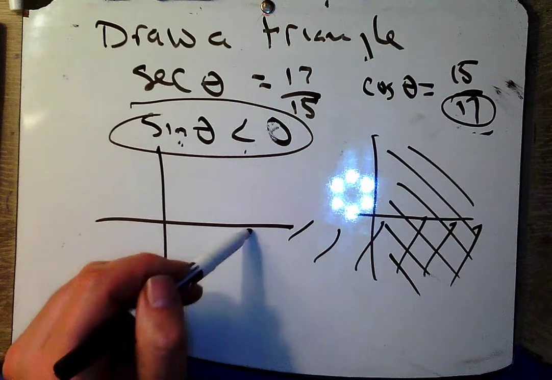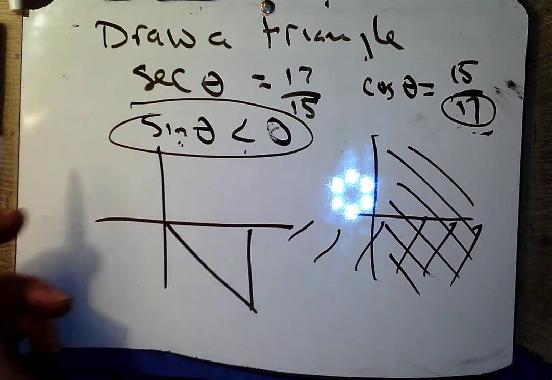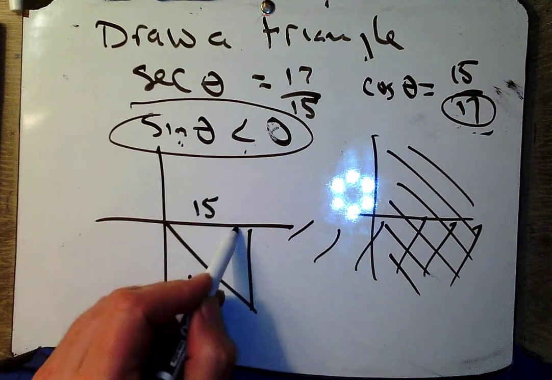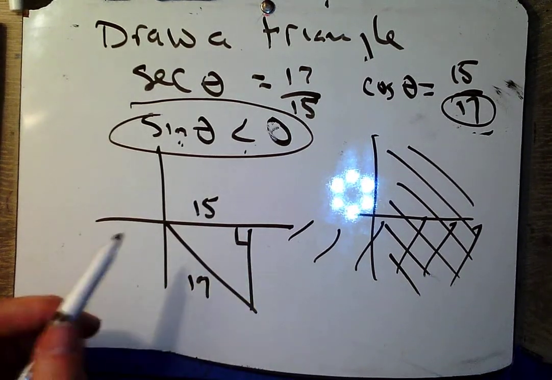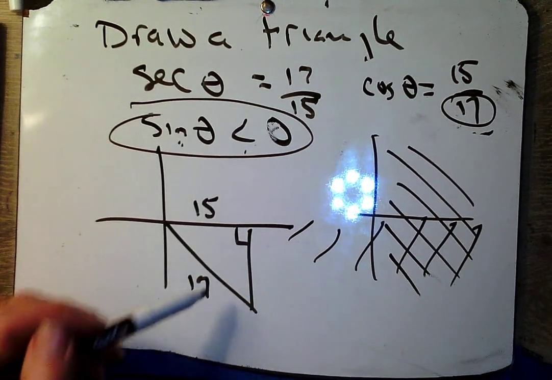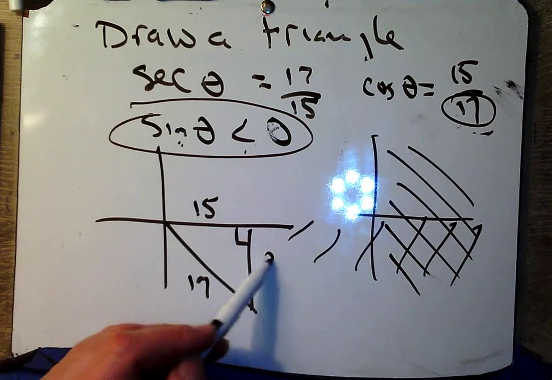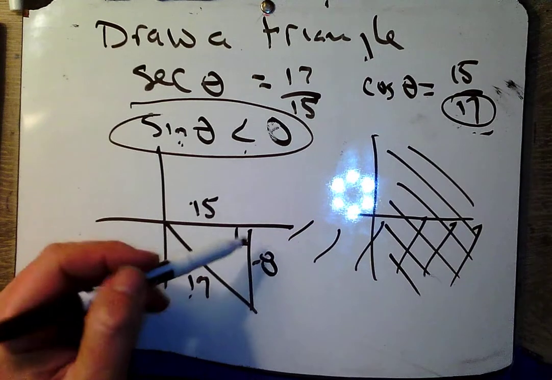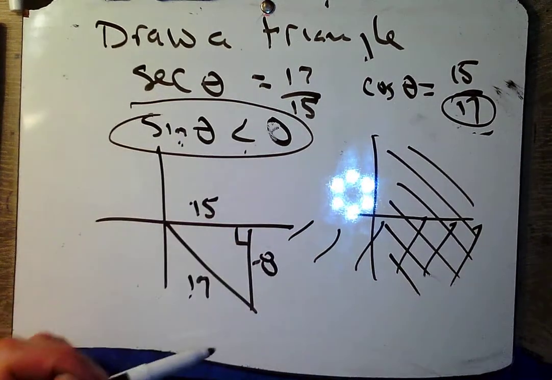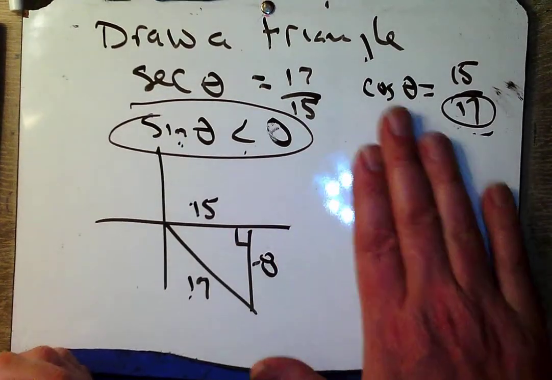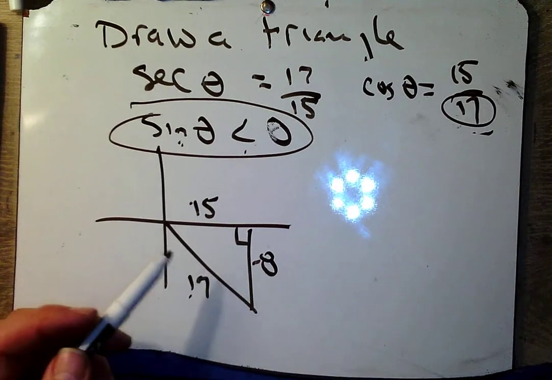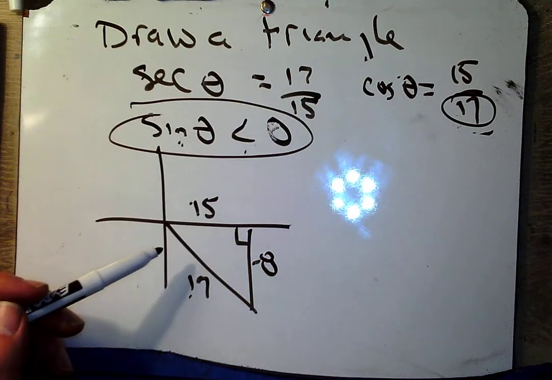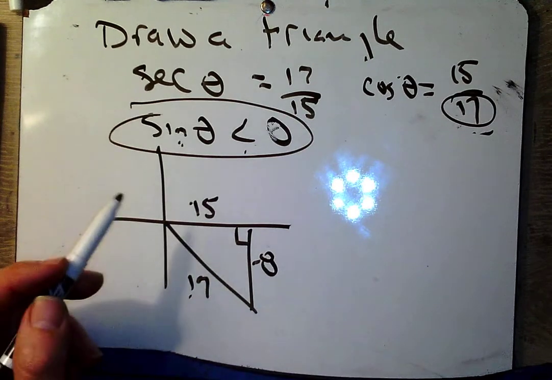So I'm going to draw this triangle whose secant is 17 over 15. 17, 15, like this. Hey, and guess what? This is a triple. 8, 15, 17, up. Negative 8, because sine is less than 0. Okay, so can you name the other, I guess we have 1, 2 trig values here. Can you name the others?